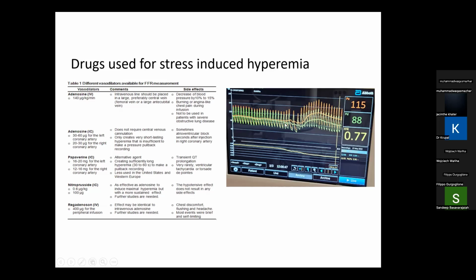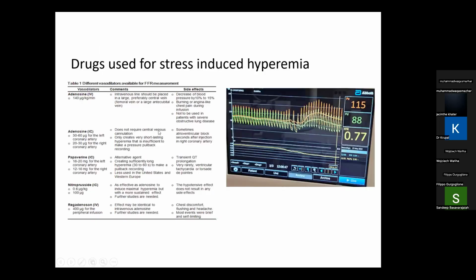Initially, this is a resting calculation. There are two kinds of overlapped waves: one is the proximal aortic pressure and the other is distal to the lesion. When we induce hyperemia, the waveforms become separate, and then we can calculate the proximal and distal pressure like this. The proximal is 115 and distal is 88, so this FFR is 0.77, which is less than 0.80, which is a positive FFR.